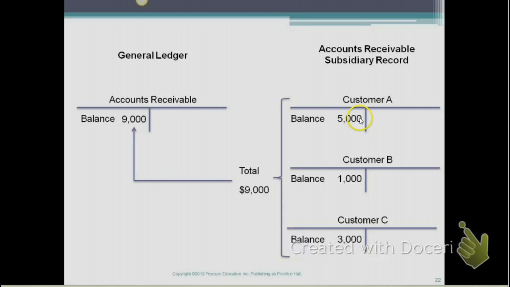So if you add up these 3 customer balances, it totals up to $9,000. The accounts receivable in your general ledger is the total of $9,000. And the accounts receivable account is called a control account. A control account, again, is an account that summarizes individual balances.